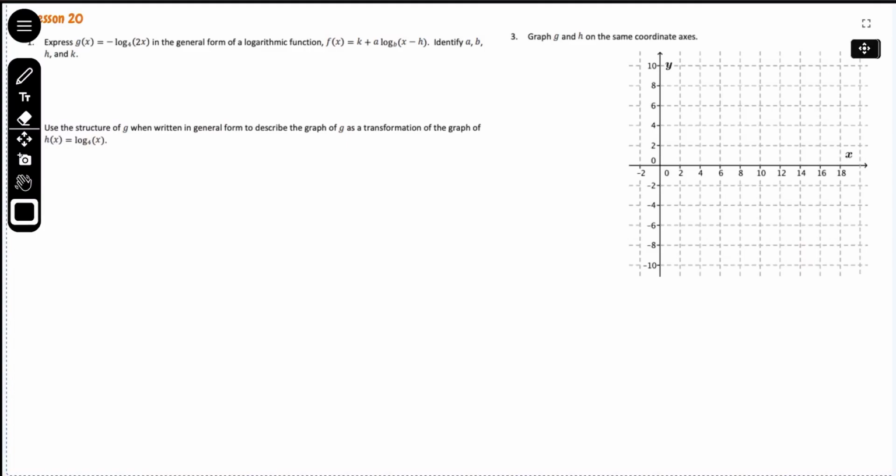Okay, this is Algebra 2, Module 3, Lesson 20. And it says express g of x is equal to a negative log base 4 of 2x in the general form of the logarithmic function, and then identify a, b, h, and k. So let's just manipulate this and put it back into the general form.